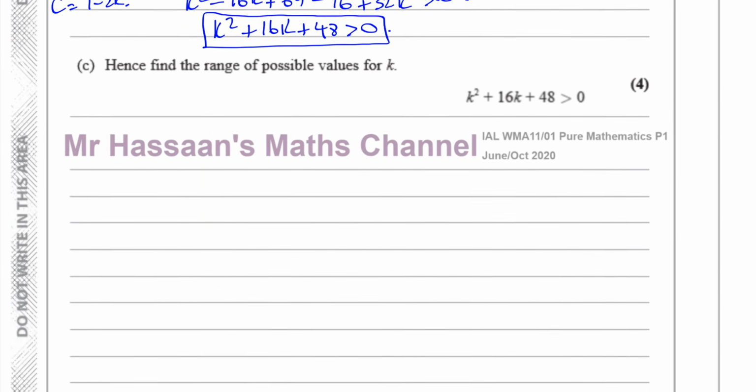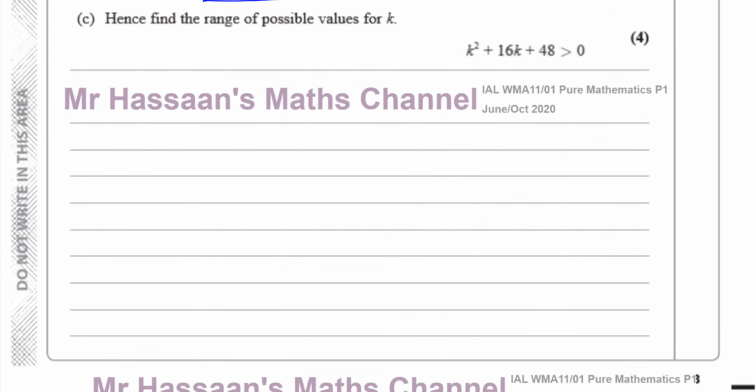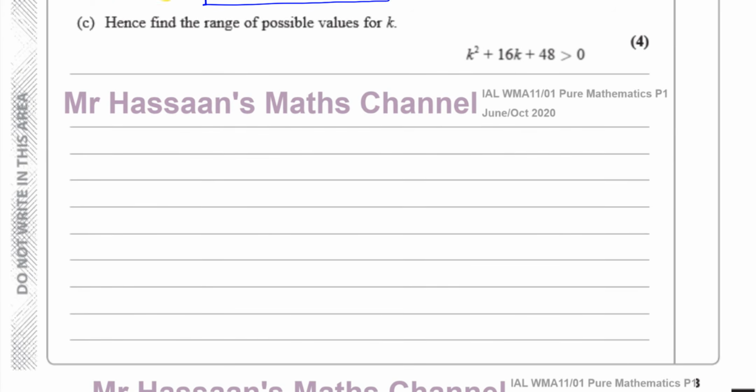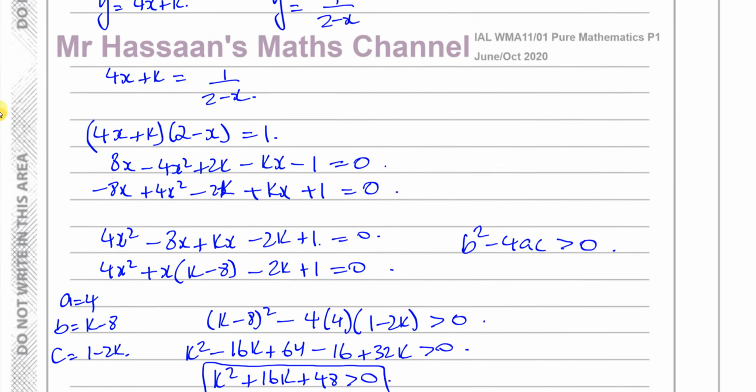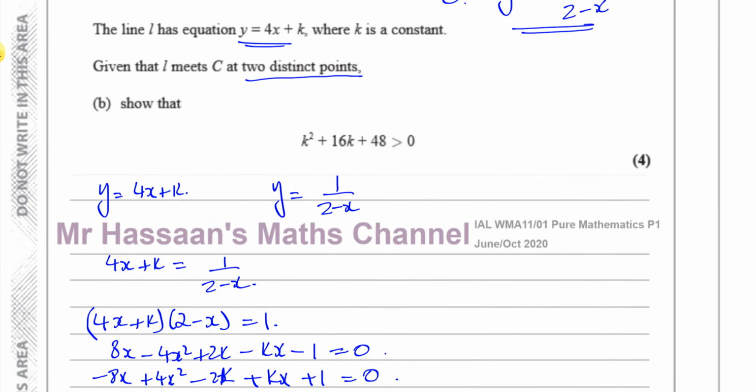And then it says, hence find the range of possible values for k. So even if you didn't know how to show this for part B, for part C we can use what they gave us, and basically we have to find the values of k for which this is true. The values of k which solve this inequality will also give us the possible values of k for which there will be two solutions.